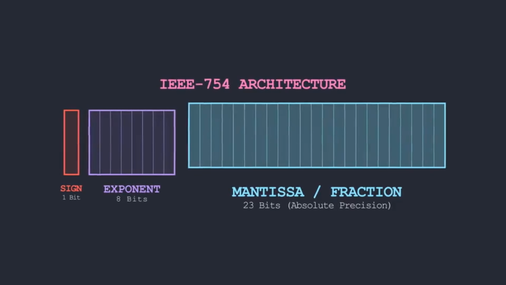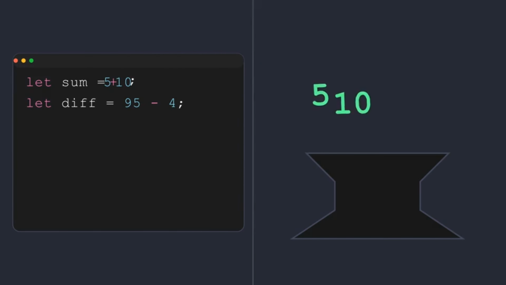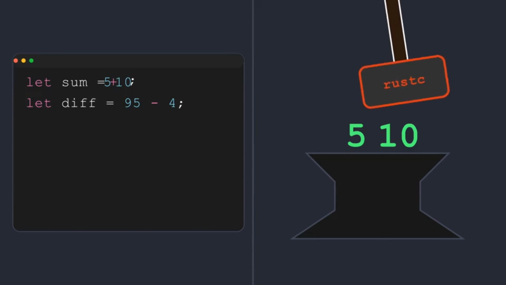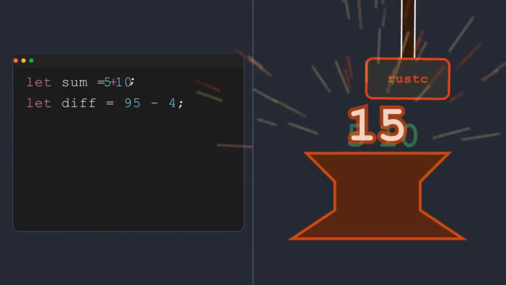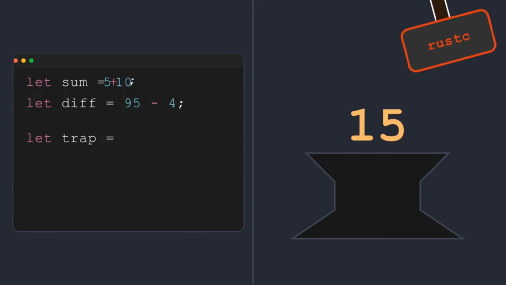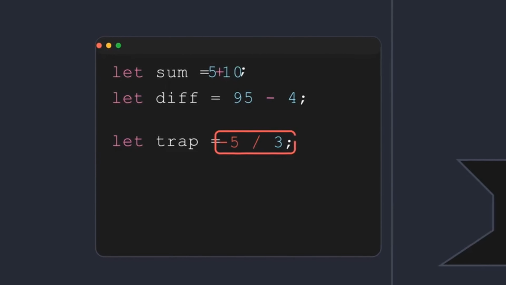Rust supports the standard mathematical forge: addition, subtraction, multiplication, division, and remainder. At compile time, these operators are melted down into highly optimized machine instructions. But division has a trap.